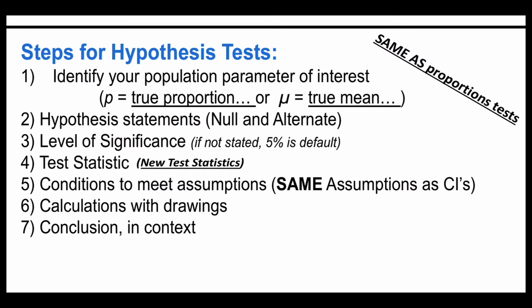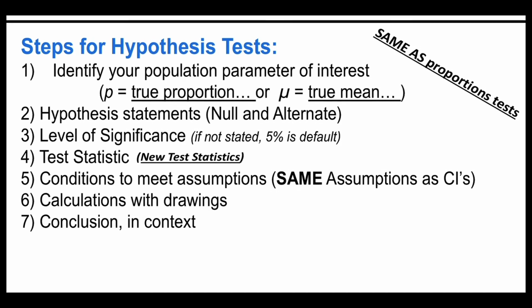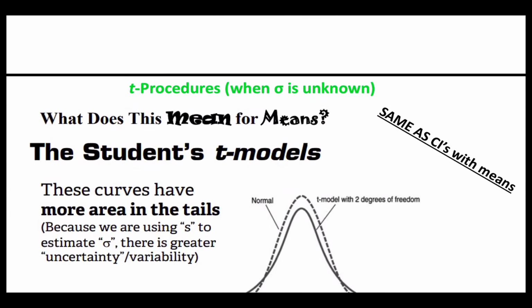Same steps, 7 steps. We have a new test statistic, so number 4 is just new. It's not a new step. Conditions, assumptions: condition 3 is a little different. Hypothesis, we still have null and alternative. Significance level is the same. Number 1, identify the population parameter. It starts with true mean. Conclusions are the same; we use the same sentence frame. Calculations are the same, different test statistic, but we use the same type of step.